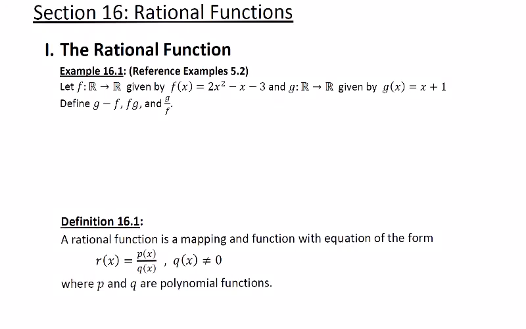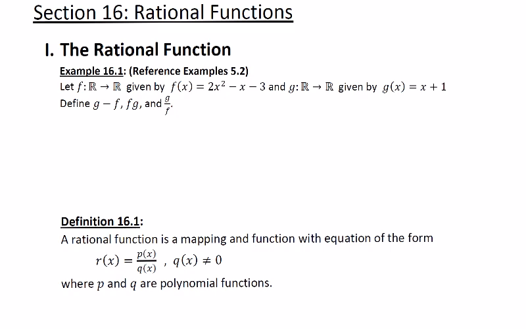Section 16 is going to introduce a new type of function called the rational function. Now, the nice thing about the rational function is that it can be created by using two polynomials, much like we can create a rational number using two integers. So what I've given us here in example 16.1 is an example from section 5. So you can refer back to example 5.2.